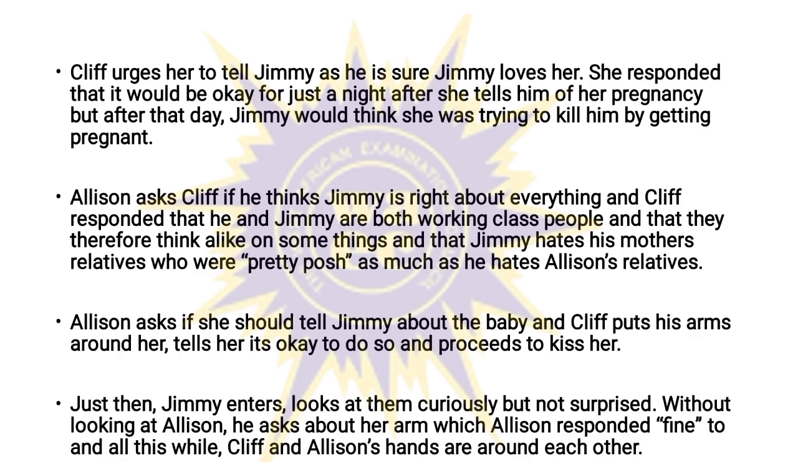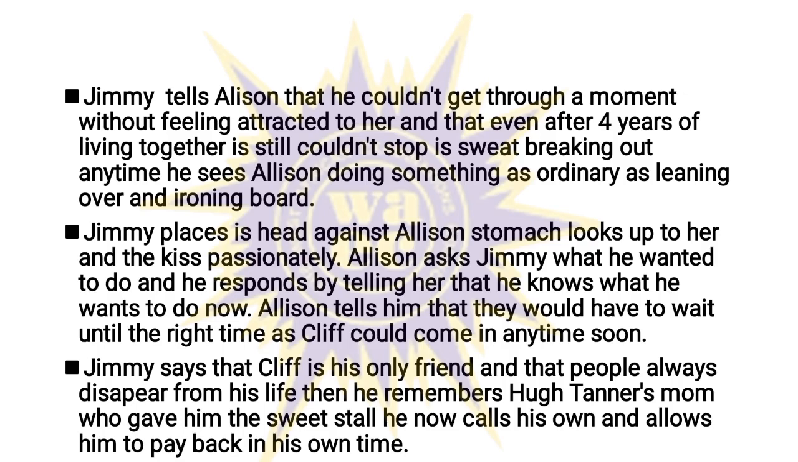He asked about Allison's arm, and Allison responded that okay, it's fine. And whilst they were doing this, Cliff and Allison's hands were still around each other, so it's not something that they do secretly. After which Jimmy sent Cliff to go and get them cigarettes. All right, so after Cliff left, Jimmy started to tell Allison that he loves her. He might have a weird way of showing this love, but he loves her truly, and even when Allison does something as simple as ironing or a simple house chore, it rekindles that love in him.